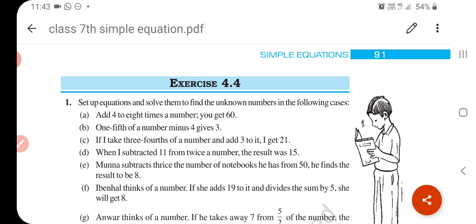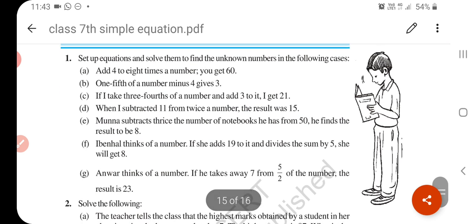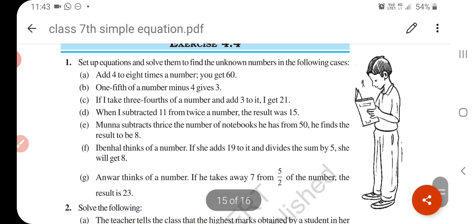Transposing a number or term means changing its sign, plus to minus, minus to plus, and taking it to the other side of the equation, and multiplication to division and division to multiplication. Now let's solve exercise 4.4 question number 1.